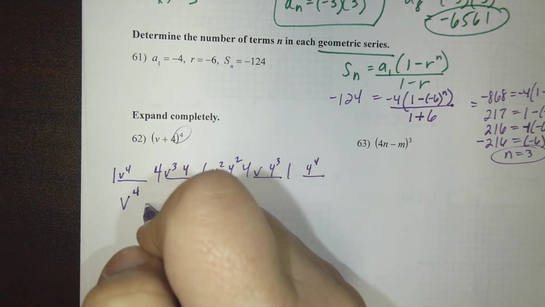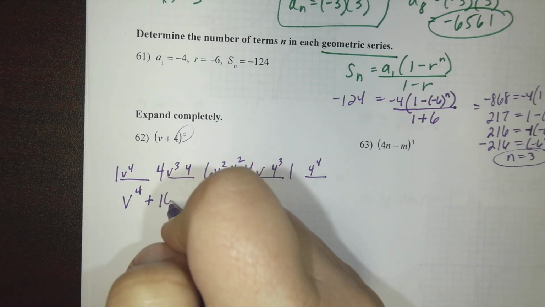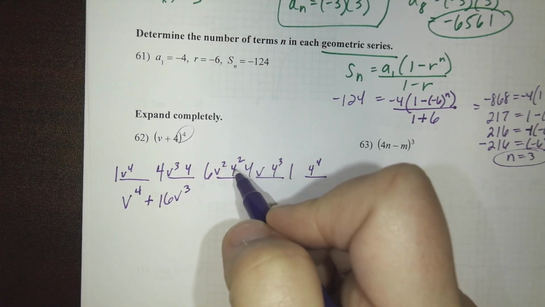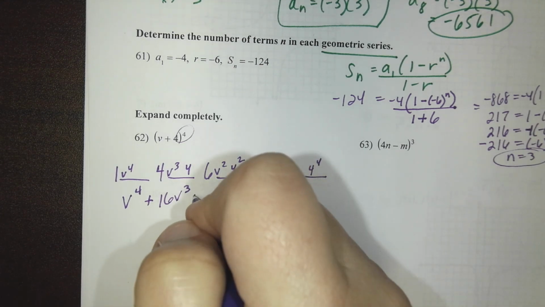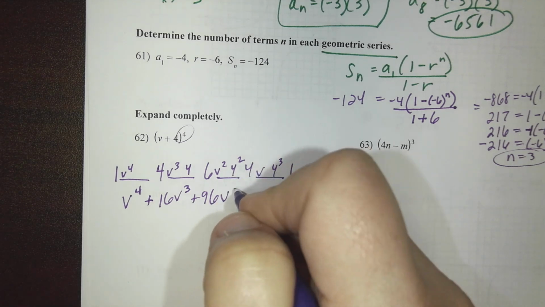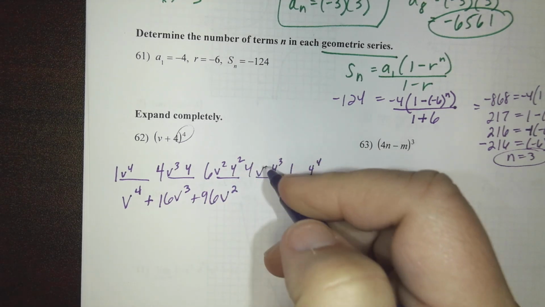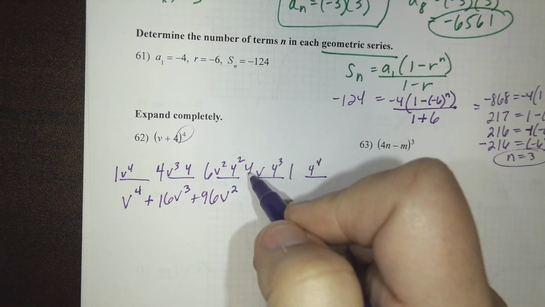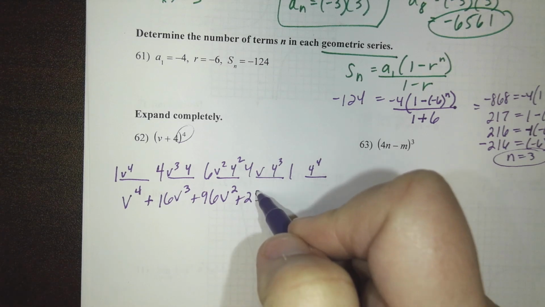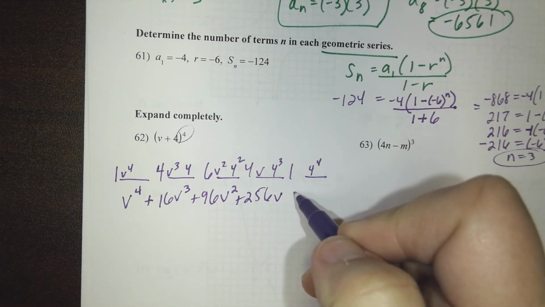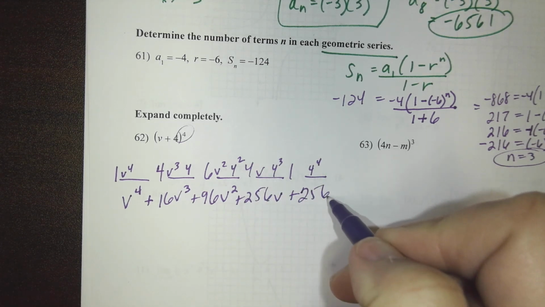So this would be v to the 4th plus 4 times 4 is 16v cubed. This is 16 times 6, which is 96v squared. And then this is 4 cubed, 64 times 4 is 256v. And 4 to the 4th is 256.